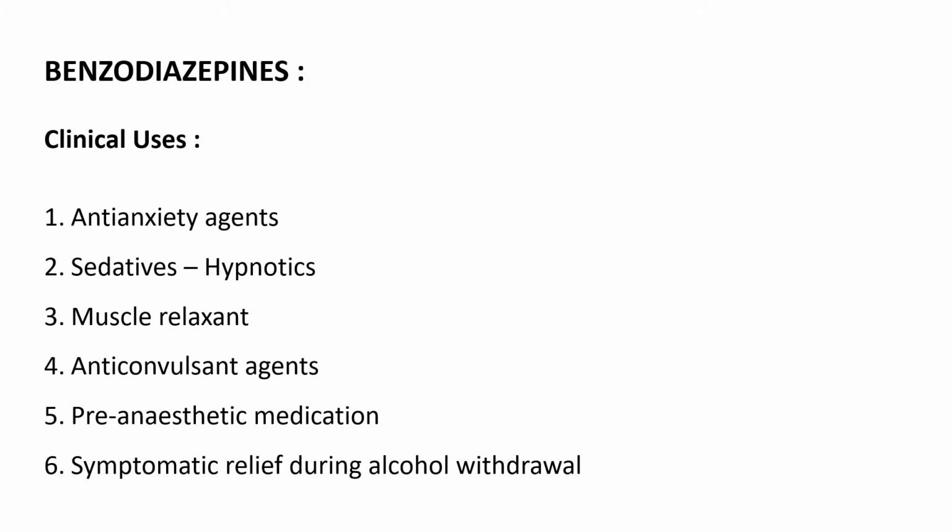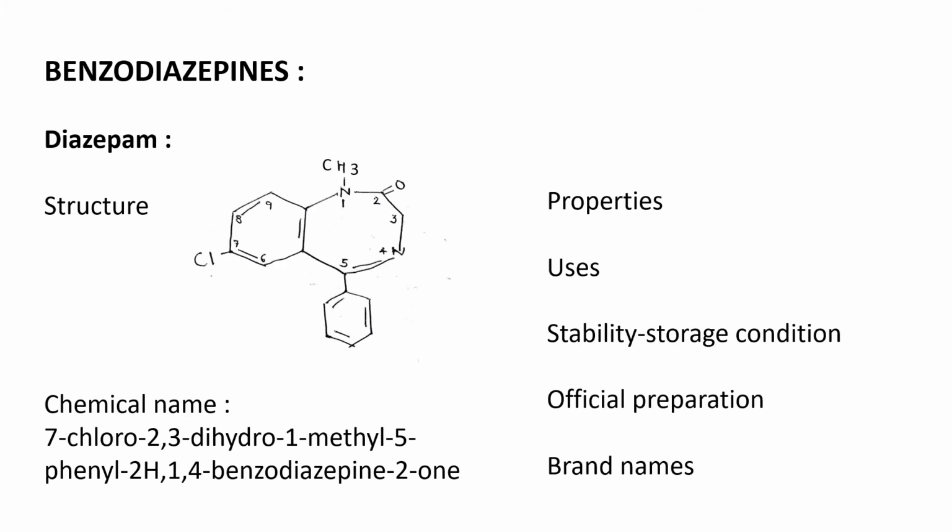To get relief from these symptoms during withdrawal of alcohol, you can use the drugs that is benzodiazepines. In benzodiazepines, the first drug is diazepam. This is the structure of diazepam. Now, as per our rule, first identify the basic skeleton. This is the basic skeleton.